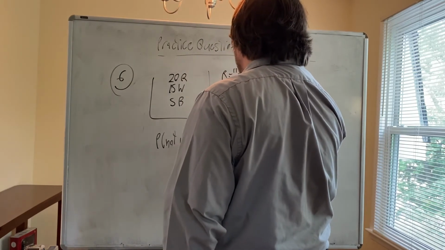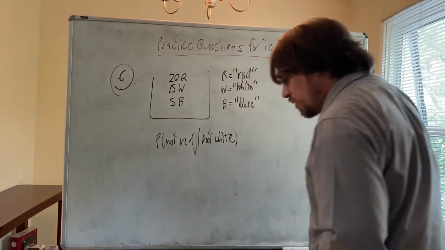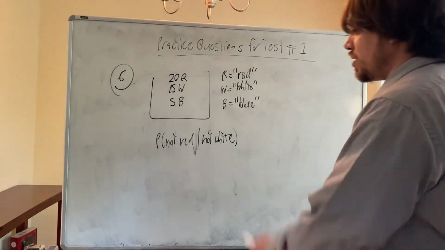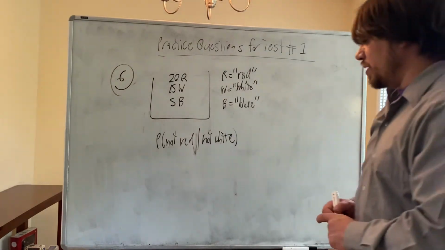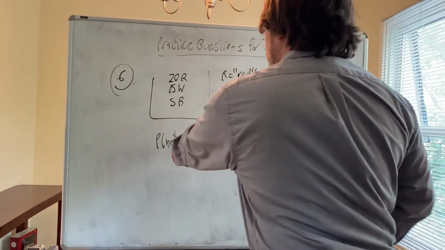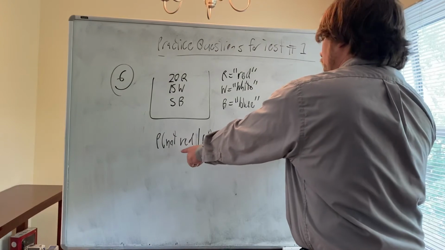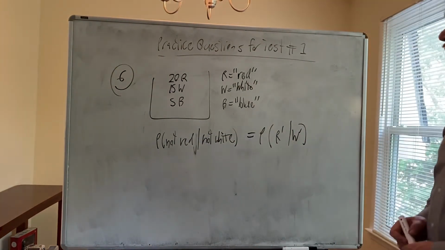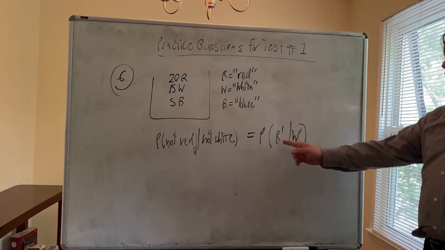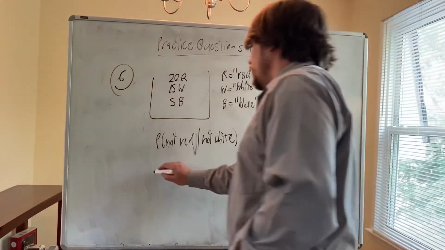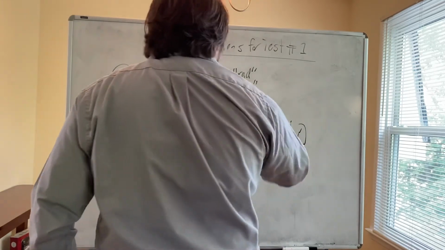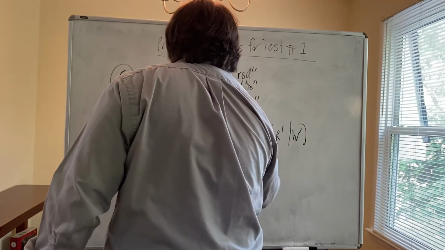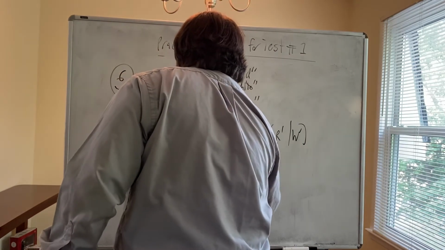All right, so let me read what the problem says again. The problem says if the ball chosen is not white, what is the probability it's not red? So we want to find the probability it's not red given that it's not white. In terms of our notation, it's the probability of R prime given W prime. So that's equal to, by definition of conditional probability, the probability of R prime and W prime over the probability of W prime.